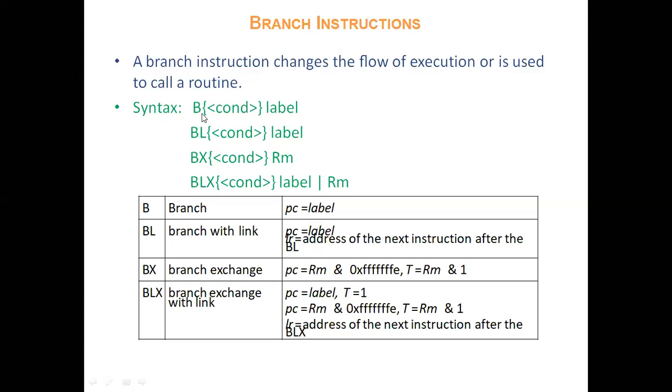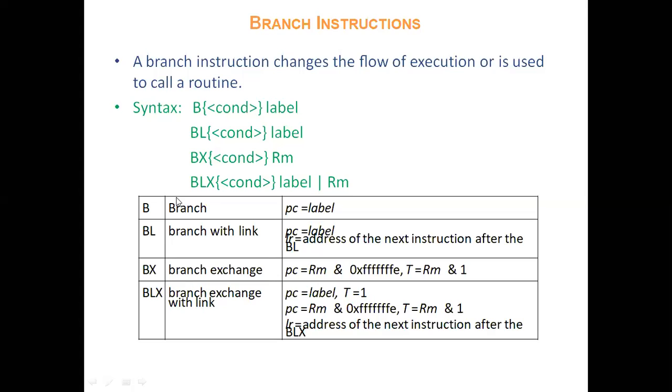The first one is B followed by the condition and a label. A label is nothing but the label of the first executable instruction from where the execution has to start. Then BL, with condition, followed by the label, is branch with link. Then BX is branch exchange with the contents of a register, and BLX is branch with link and exchange, with a label, or it may be the contents of a register.